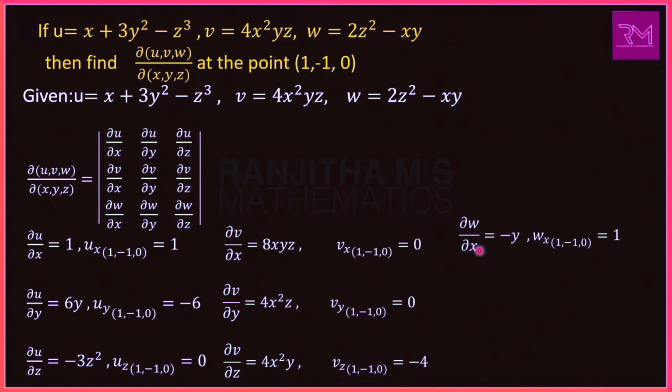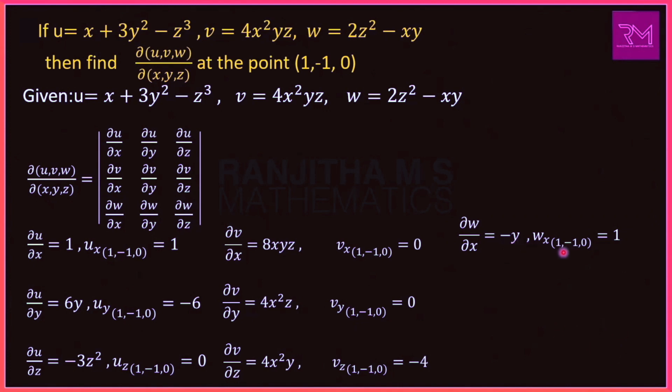In the same way, we have to find del w by del x. For that, consider the function w is equal to 2z square minus xy. We have to treat y and z as constant. So here constant differentiation is 0 minus, here differentiation of xy, that is we have to treat y as constant. Hence we get minus y as constant into differentiation of x is 1. Hence we get del w by del x value as minus y.